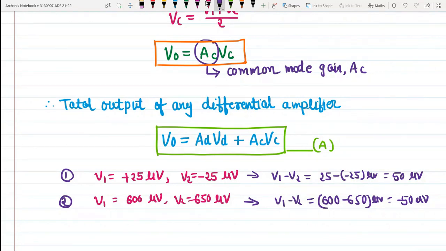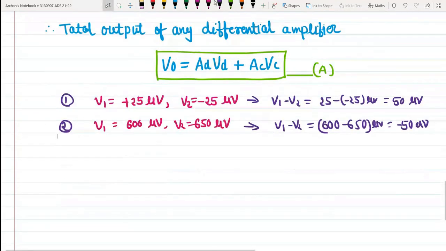But what is the problem? Due to the mismatch in the internal circuitry, there is some output available for V1 equal to V2, and hence the gain AC is not practically 0. Okay. So the value of such common mode gain AC is very small, while the value of the differential gain AD is always very large. Okay. So at this stage, we can define one of the most important parameters of the differential amplifier, which is known as common mode rejection ratio.